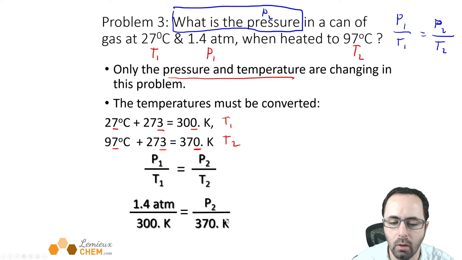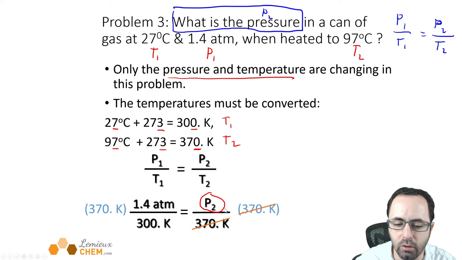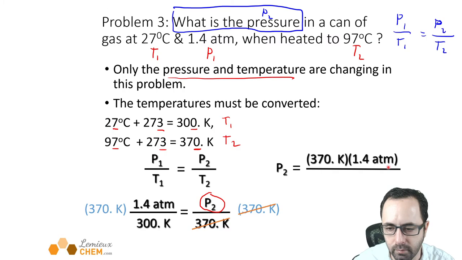Okay, now again, we've got to get rid of the things that are not P2 on the right, because we're trying to solve for P2 here. So what we've got to do is multiply both sides by 370 Kelvin. So that's going to cancel out on the right side, leaving just the P2. And if we're multiplying by 370 Kelvin here, we'll get all of the rest of this on the other side. So P2 is going to equal 370 Kelvin times 1.4 atmospheres, and on the bottom will be 300 Kelvin.